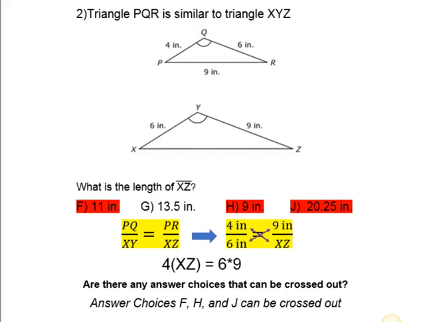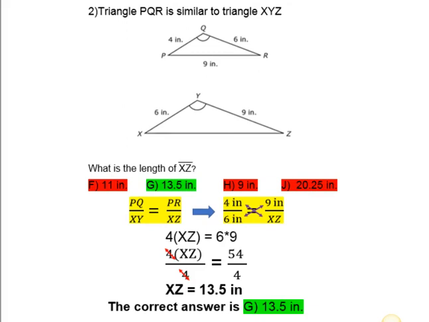H is 9. 9 times 4 is equal to 36. That's wrong. And also for the 20.25, now we may not know quickly in our head what 20.25 times 4 is equal to, but what we can do is take that whole number, which is 20, and multiply it by 4. 20 times 4 is equal to 80. Well, that's not 54 as well, and we can cross that out. So our correct answer is G, 13.5 inches.